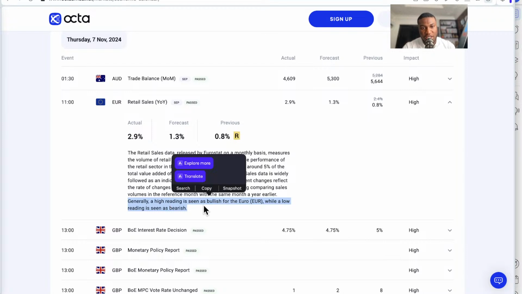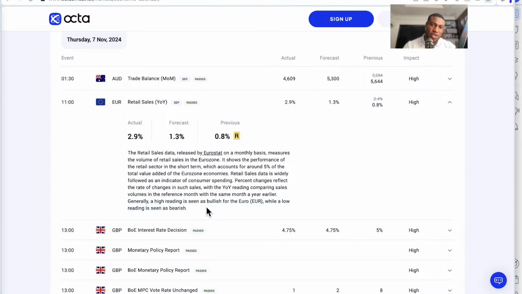A high reading is seen as bullish for the euro, while a low reading is seen as bearish. Now, if I show you the dollar chart, you see that we're getting a decline in the dollar. I mean, we had an increase because of the election results, and now we're getting a decline.